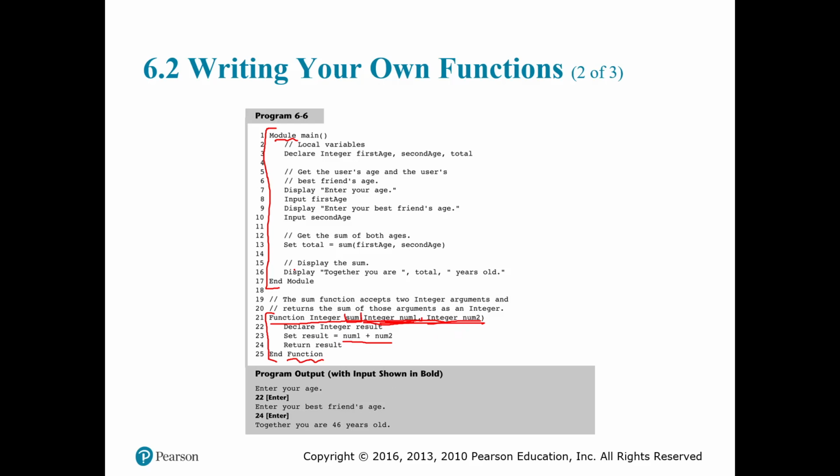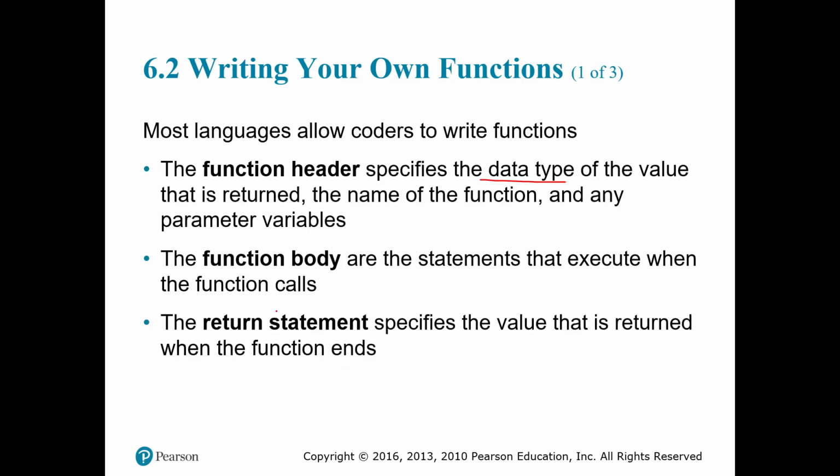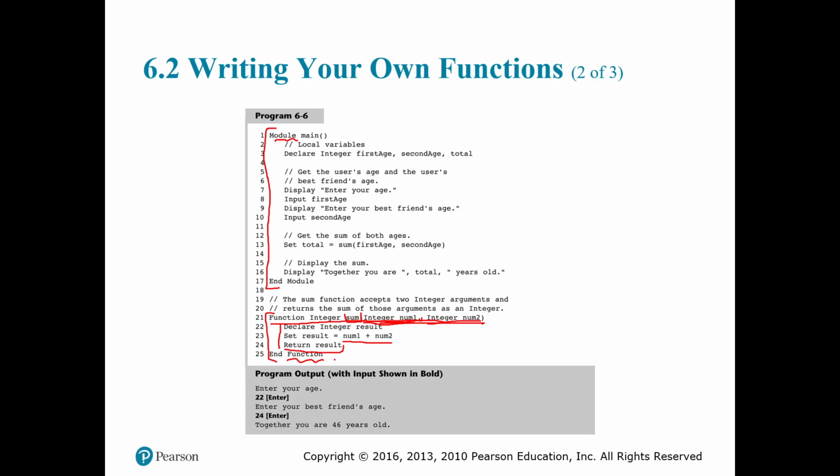What we do inside, this is the body. We declare a variable result. This is pseudocode, not real code. In Python, it would look different, but the main idea is here. Then we set the result to be equal to the sum of our two numbers that were passed to the function. And then we return result. This is our return statement.